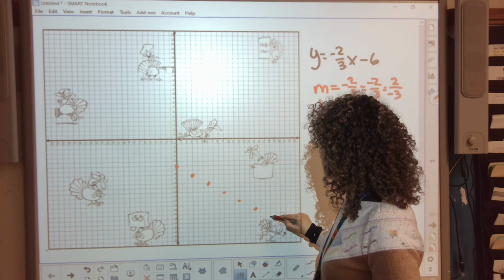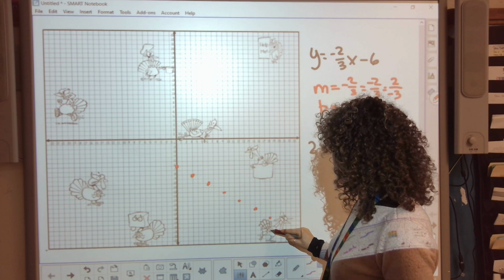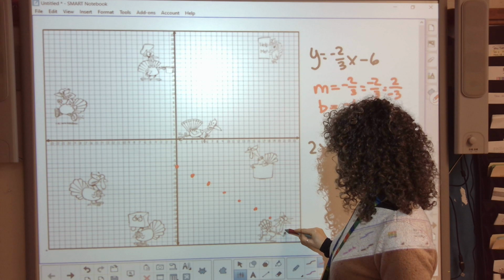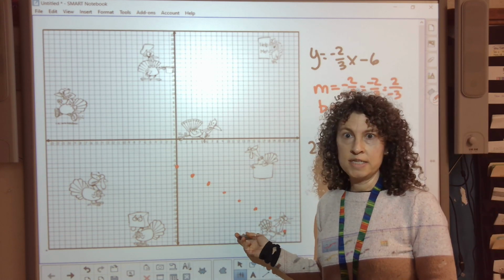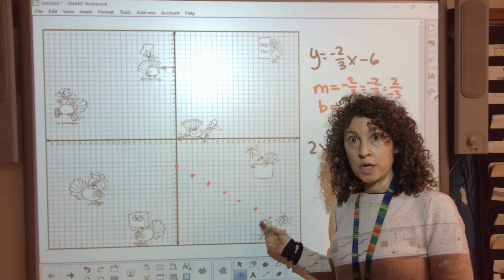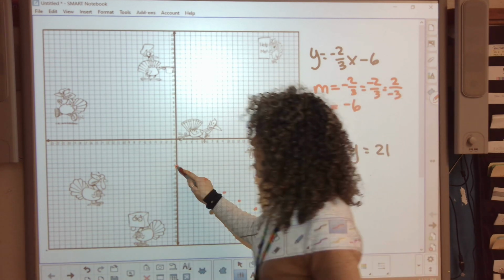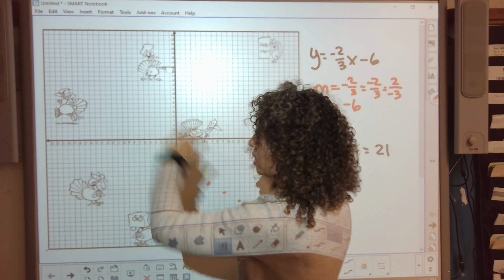Down 2, to the right 3. Down 2 and to the right 3. All right, so there we go. This one goes through this turkey down here. So I've got my turkey. This one goes through here, but I don't know where the other line goes, so I want to continue that line.